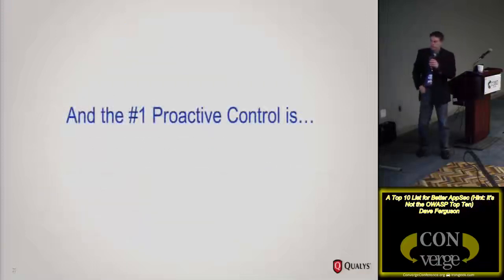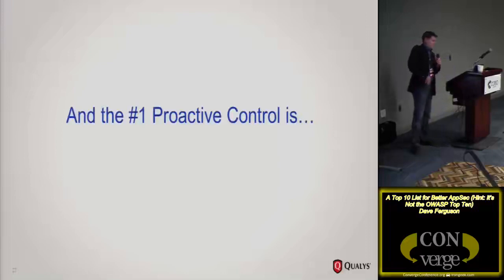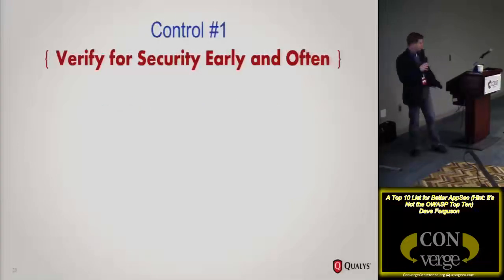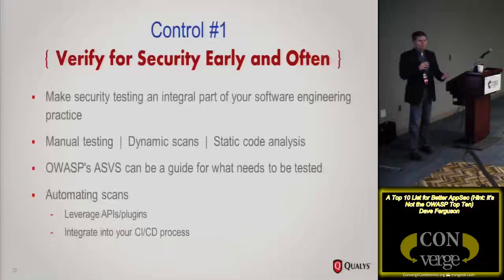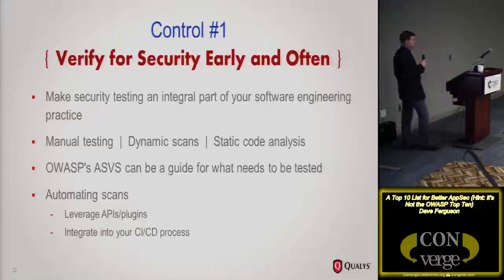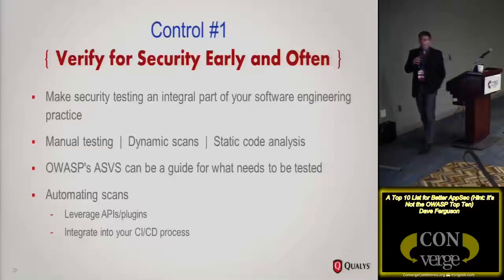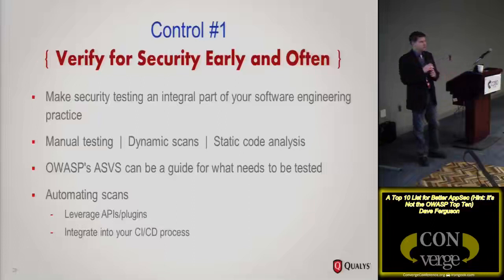All right, so the number one proactive control. Let's see how I'm doing on time. Getting close here. It is verify for security early and often. So this is talking about testing. Make security testing an integral part of your software engineering practice. There's different approaches to testing. You can do manual testing, dynamic scans, static code analysis. They're all valid testing approaches and complementary in many ways.